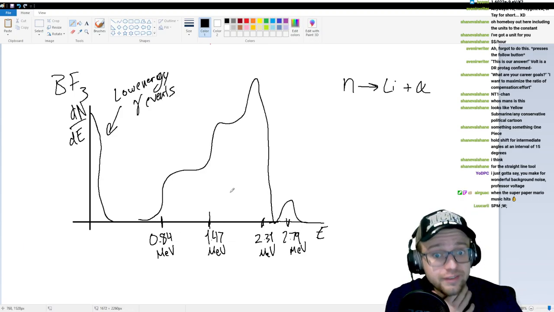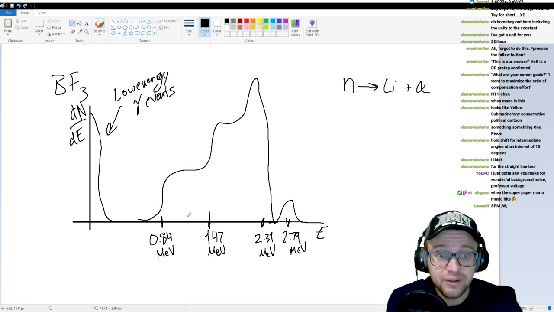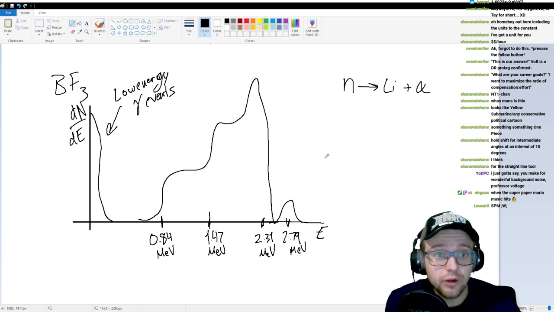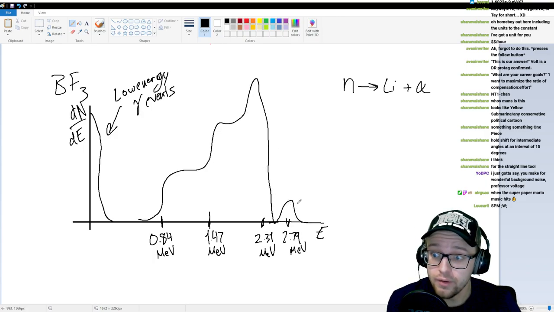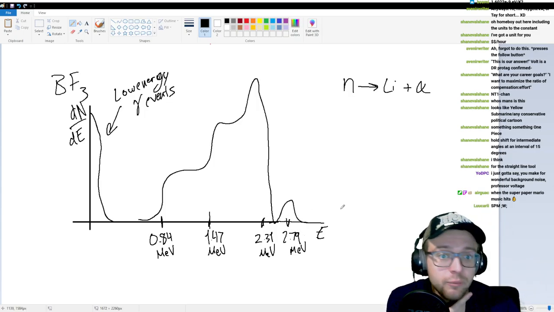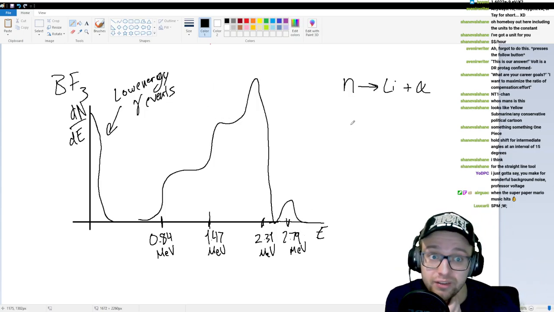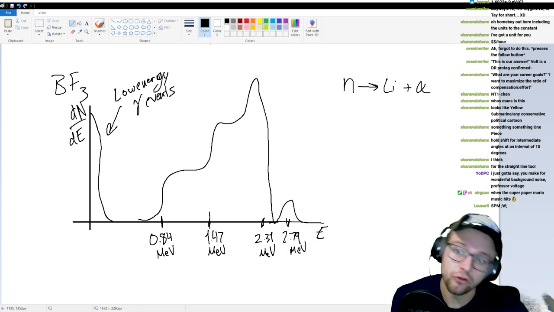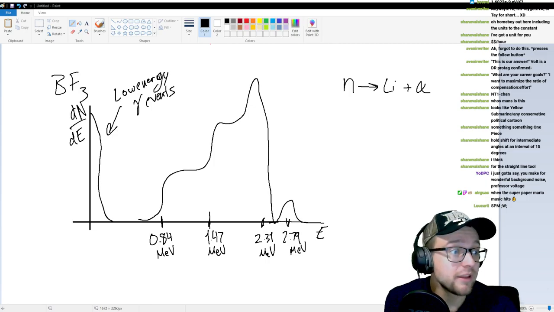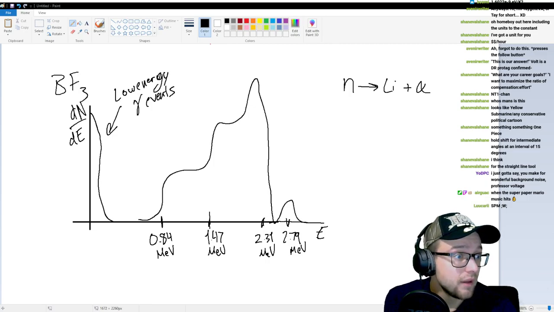The nice thing about boron trifluoride tubes is that you're able to differentiate these two different events happening, these alpha and these lithium events. And if you're operating in the Geiger-Müller region, you're not going to be able to differentiate these two. You're only going to see counts, which is not great. So we want to avoid that if possible. And that's why we want to operate in the proportionality region, because then the energy is directly proportional, and we can differentiate these. That's probably the most important thing to take away.